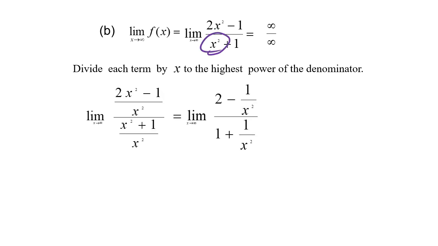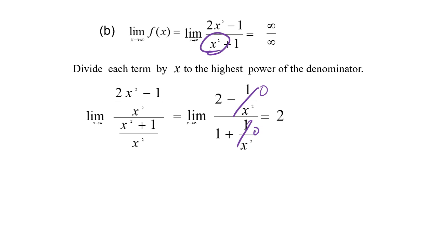We get the limit of 2 minus 1 over x squared, over 1 plus 1 over x squared, as x approaches infinity. Then we just substitute infinity. So 1 over infinity will be 0. This one also will be 0. So 2 over 1 will be equal to 2.